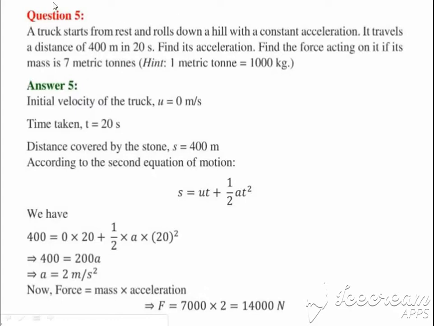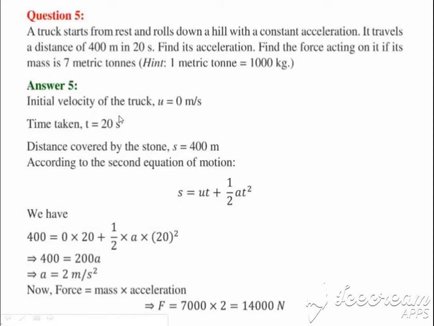Question number 5: a truck starts from rest, that means initial speed is 0, and rolls down a hill with a constant acceleration. It travels a distance of 400 meters, that is S, S is equal to 400 meter, in 20 seconds, that means time T is equal to 20 seconds. You have to find its acceleration and the force acting on it if its mass is 7 metric ton. Hint: 1 metric ton is 1000 kg. So that is 7000 kg.